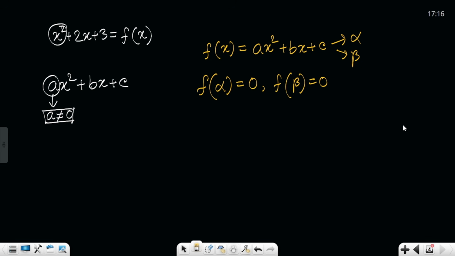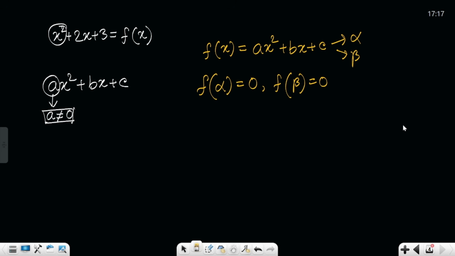This is an important topic. You may feel this is easy, but there are many questions on this topic also. So remember, if alpha and beta are the zeros of f(x) equal to ax squared plus bx plus c, then we can say f(alpha) is equal to 0 and f(beta) is equal to 0. Clear? So these were the fundamentals of quadratic equations.